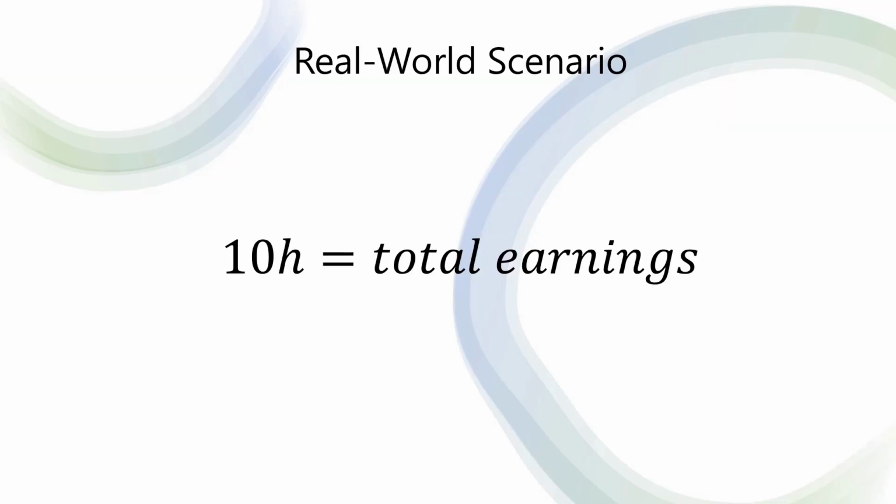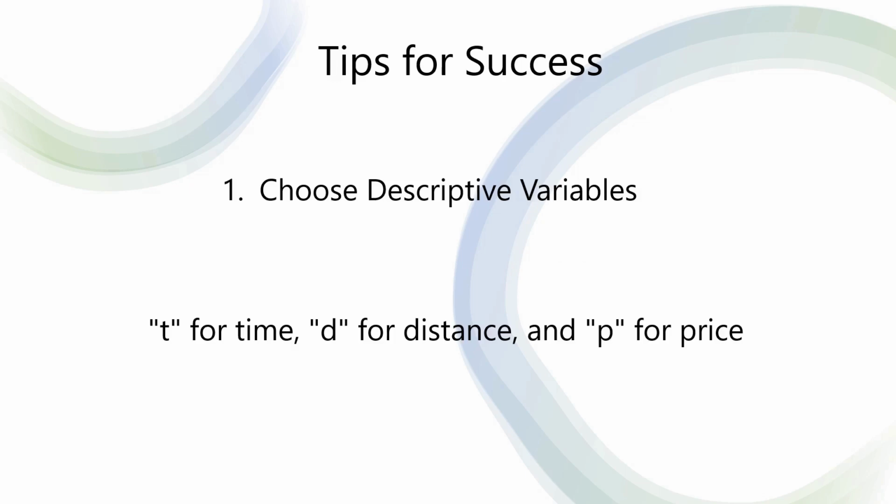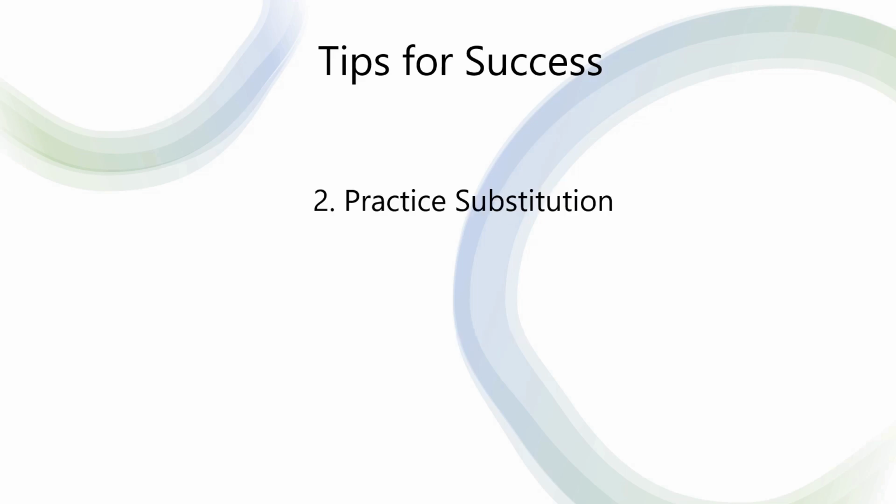Tips for success. 1. Choose descriptive variables. When using variables, choose letters that make sense in the context of your problem. For example, t for time, d for distance, and p for price. 2. Practice substitution. To solve problems, substitute known values for variables. If you know x is 5 and i is 3, you can substitute them into your expression to calculate the result, 5 multiplied by 3.